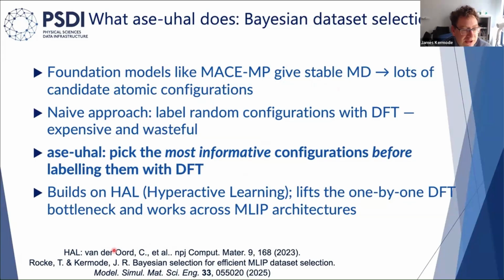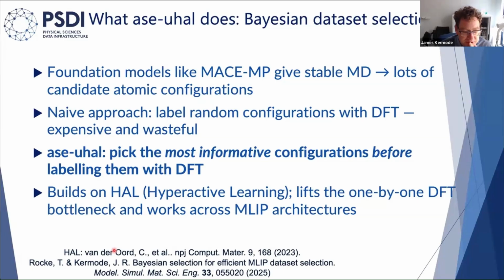And the idea of hyperactive learning is to drive a dynamical system kind of adversarially towards regions of high uncertainty. So you have some kind of uncertainty estimate for your model, and you use that uncertainty estimate to bias configurations towards high uncertainty regions. What we add on top of the previous HAL approach is essentially lifting the restriction of how it was originally conceived, where it would identify one new configuration, run the expensive DFT labeling on that and refit. And we've also generalized it so it works with different machine learning potential architectures.